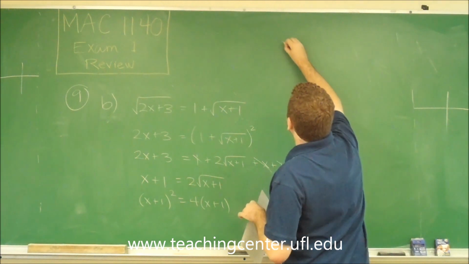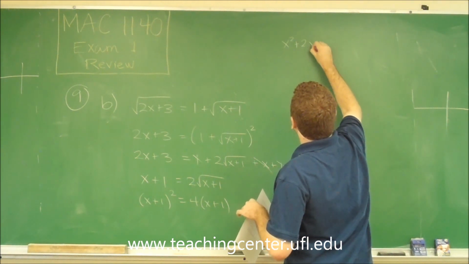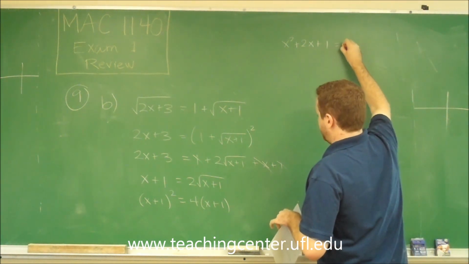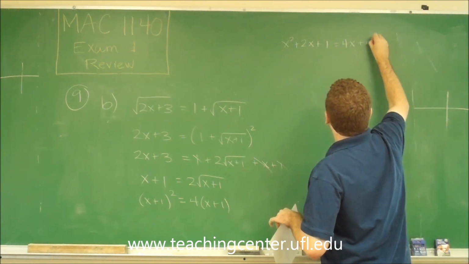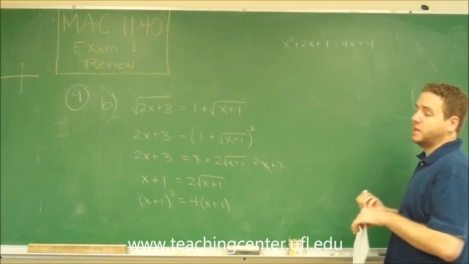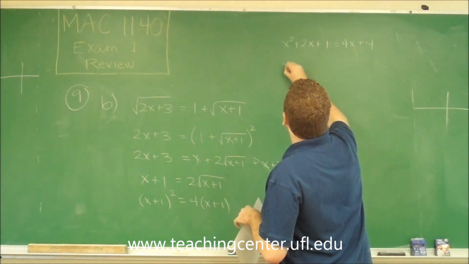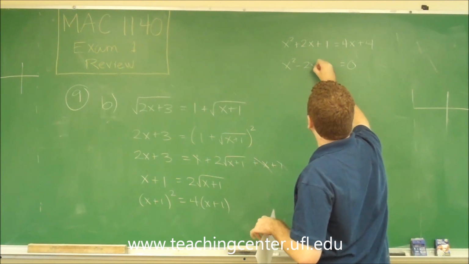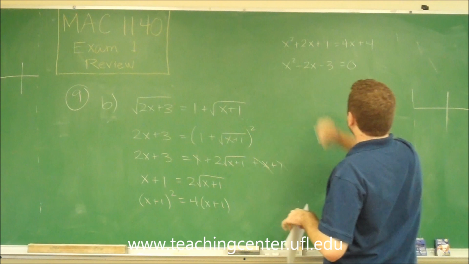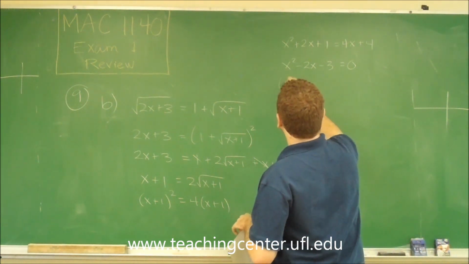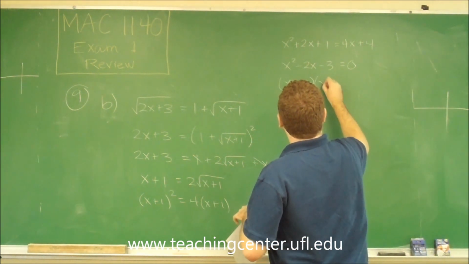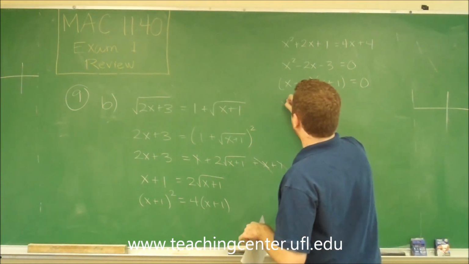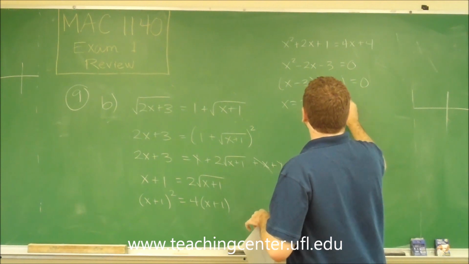So now let's write all this out here. We're going to get x squared plus 2x plus 1 when we FOIL this one out equals 4x plus 4. Well, finally we can rearrange this into a quadratic. So minus 4x would give us minus 2x. Minus 4 would give us minus 3. So this factors into x minus 3, x plus 1, which gives us possible answers of x equals 3 and x equals negative 1.